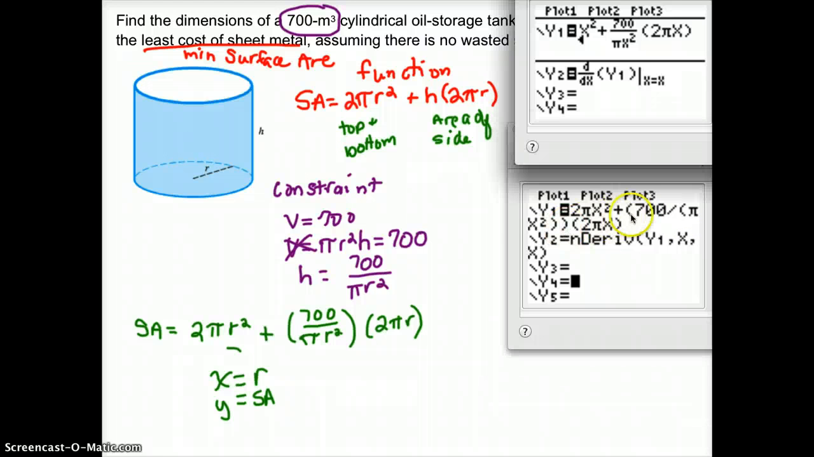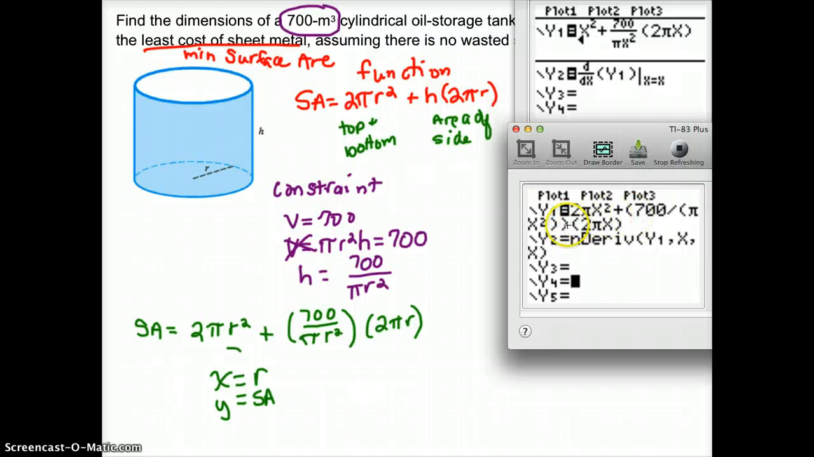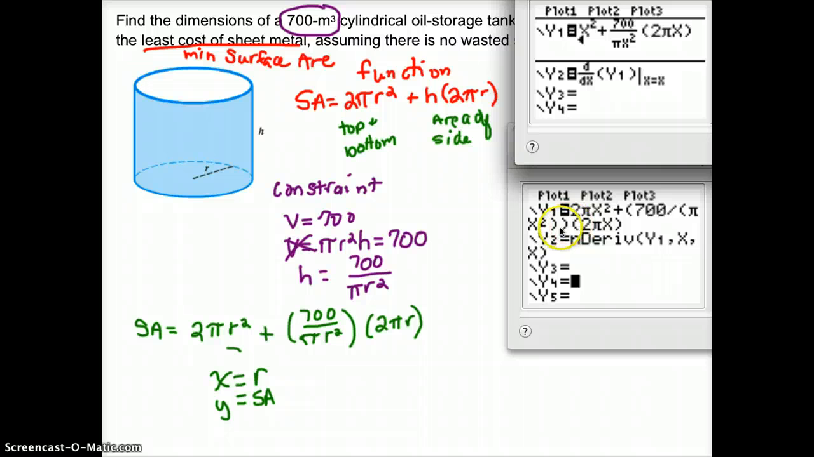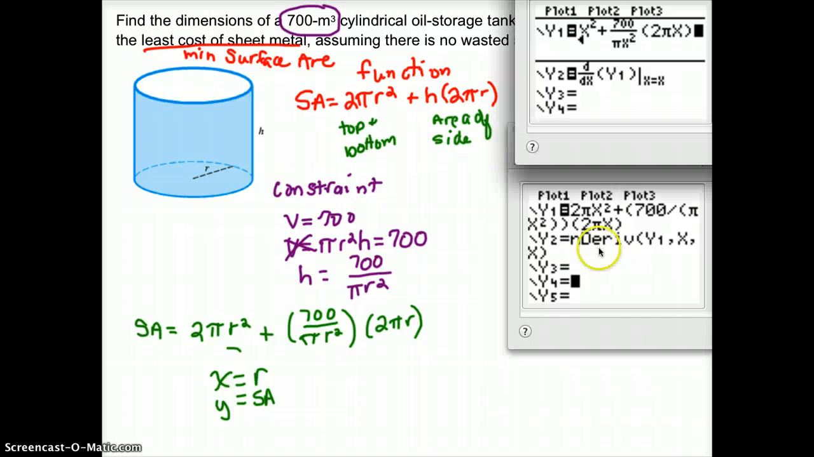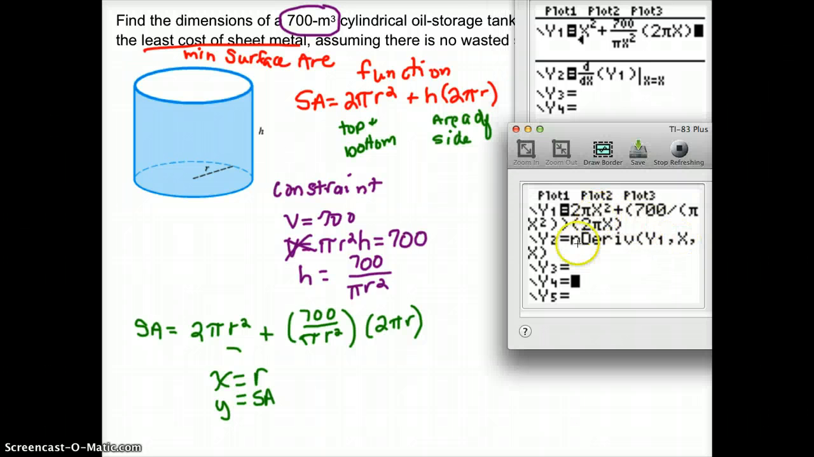This end parenthesis is the end parenthesis around the whole fraction. And then here's parentheses around that 2 pi x, okay? And then the form for the derivative is, this is in the math menu for both of these, right? The math menu is number 8. The function you want the derivative of, the variable that's in the function, and you see that there's an x up here, and the value.